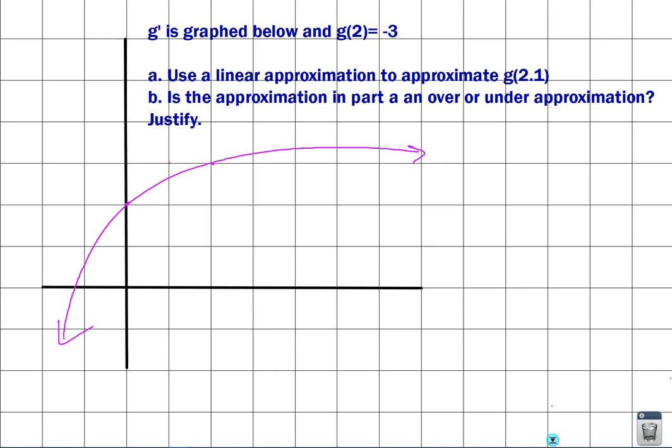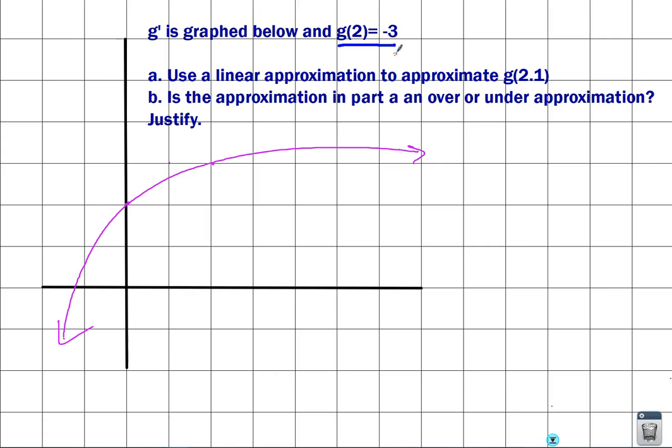Okay, so part A is asking me to use a linear approximation to approximate g of 2.1. Well, I don't actually know what the function is, because if I did, I would just plug in 2.1 into my function. It would make life a lot easier, but I don't know that. So instead, I'm going to find the line at 2, because that's what I know basically so far. I'm going to find the line at 2 and then use that to make a pretty good approximation for 2.1.